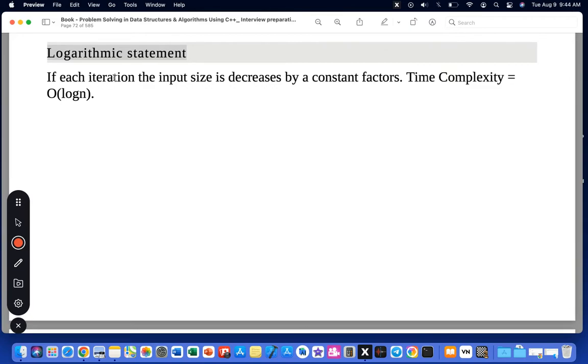Logarithmic statement. If in each iteration the input size is decreased by a constant factor, time complexity equals log n. If in each iteration the input size is decreased by a constant factor, it's logarithmic.